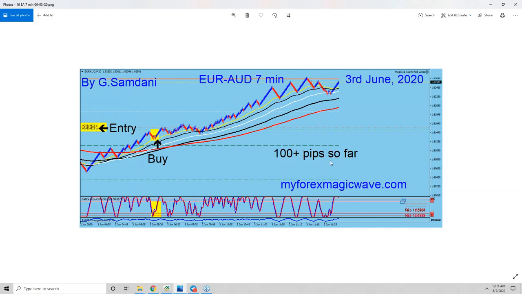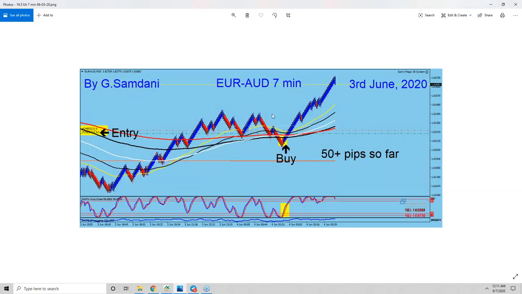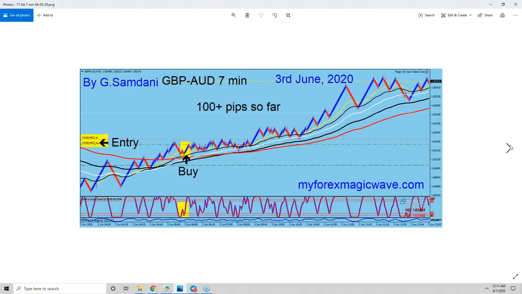Boom, gone with the wind, 100 pip here. Euro Aussie again, that was a trade, and then 7-minute again on the third, buy order here for 50 pip more. On the third, pound Aussie also here, from the entry from here all the way, you can see here, buy order, SL move to break even plus 100 pips, 100 plus.